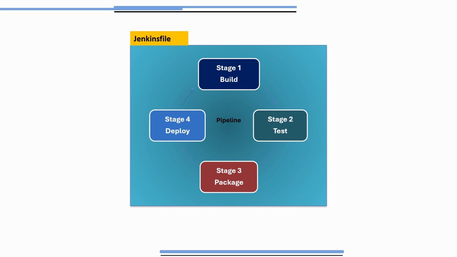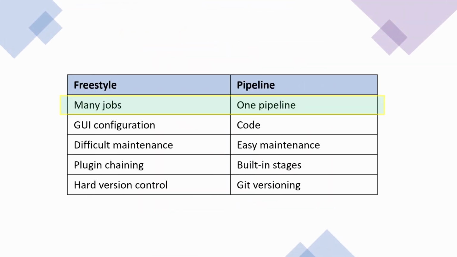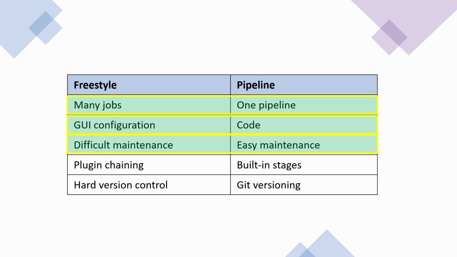Let's compare both approaches. In freestyle projects, automation lives inside Jenkins, but in pipelines, automation lives inside Git. This means every pipeline change is tracked. We know who changed it, when they changed it, why they changed it, and rollback is so simple. Notice how simple this is. Everything is written inside one Jenkinsfile.